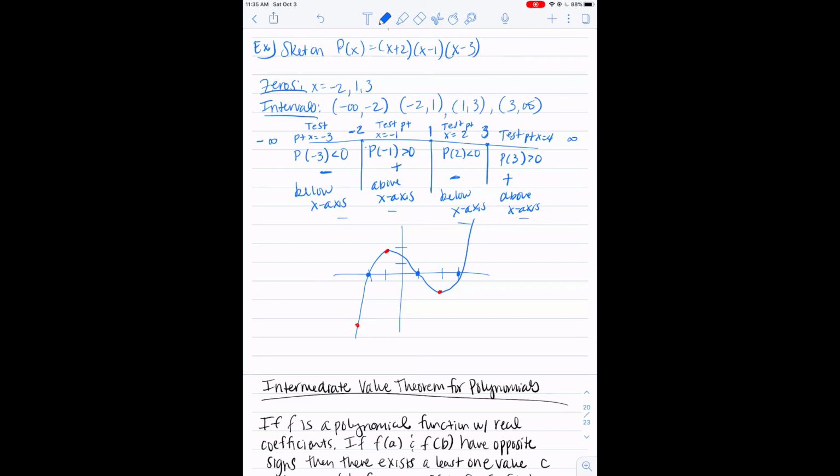That means that my y value is going to be below the x-axis from the interval -infinity to -2. And then between -2 and 1, I'm going to use the test point of -1. I plug that into P, so P of -1 is greater than 0. So it's positive, above the x-axis, for our y values. And then the same thing for test points between 1 and 3, and 3 to infinity. So I'm going to be below the x-axis and above the x-axis for those.